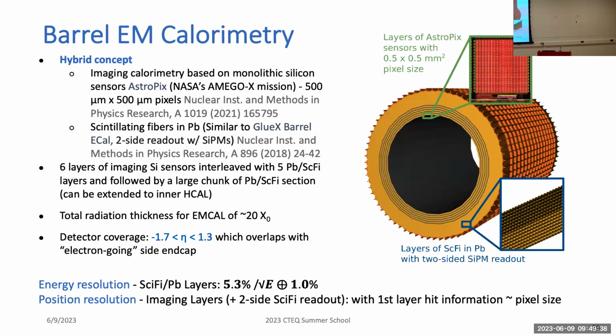The barrel EM cal, I mentioned the ability to have these AstroPix sensors. These are unusual in silicon land, right? They're very low power sensors, so they don't generate a lot of heat. If they don't generate a lot of heat, we can embed them in a calorimeter, right? And use them to provide high precision space points as the particles begin to shower inside the calorimeter. These were actually developed for a NASA space mission, and we're appropriating them for use at the EIC.